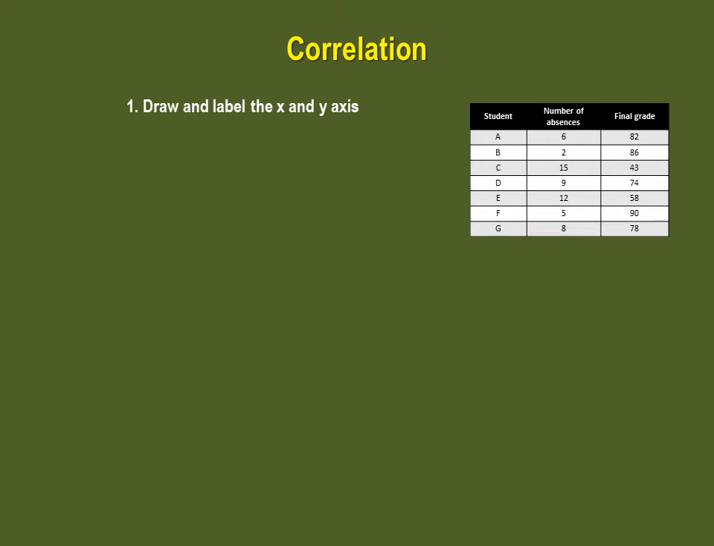First, you must draw and label the x and y axis. The x-axis always represents the independent variable, and so by default the y-axis always represents the dependent variable. Note that the coordinates of the axis are determined by the smallest and largest data values of each variable, but there's no absolute rule in this as long as it makes sense. So in our case, the x-axis would be the number of absences. Since the lowest value is 2, it's fair to start the axis at 0, and the highest value is 15, so we'll put it at 15.